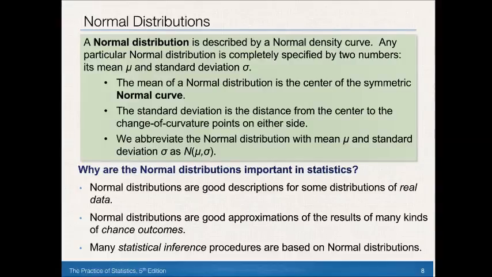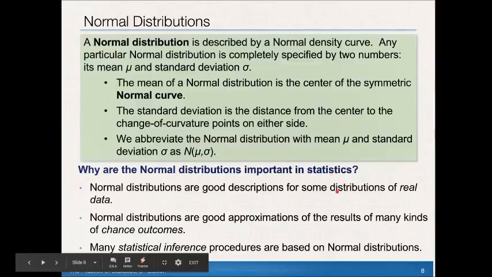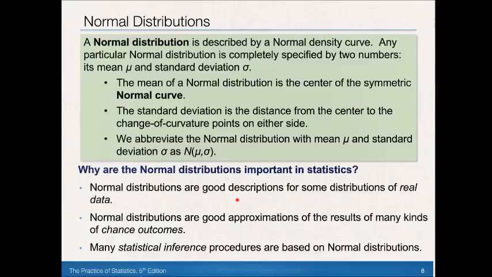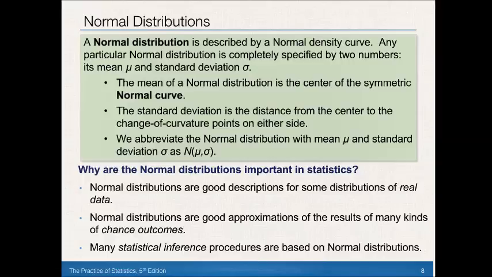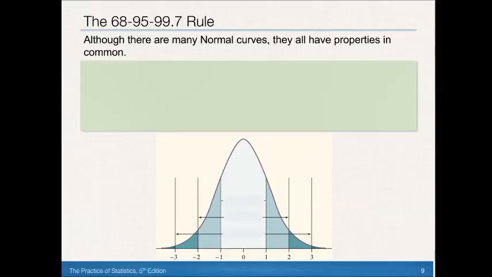Why are normal distributions so important? Well, because normal distributions are good descriptions of the distributions of some real data. It's not great for everything, but it's good for some. Normal distributions are good approximations of the results of many kinds of chance outcomes, and many statistical inferences that we'll be making in the next chapters occur on the normal distribution. So it helps us make inferences.